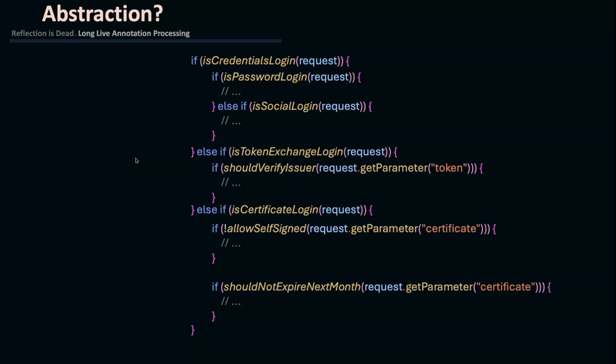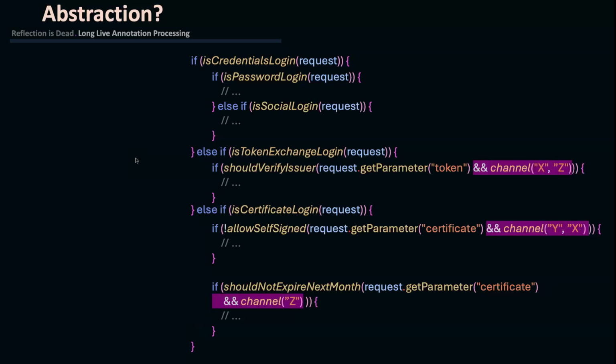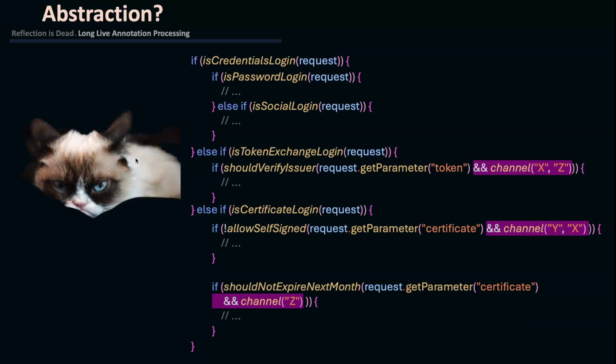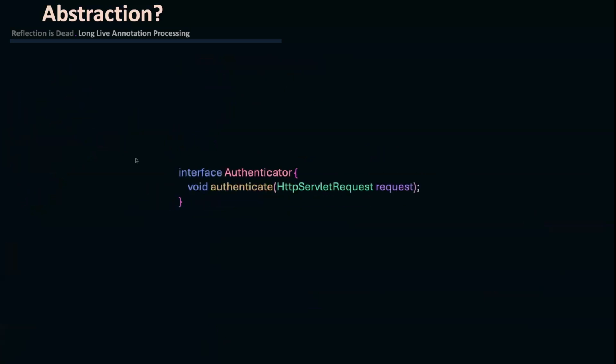And things can get even worse when we have these different configurations depending on different clients. For instance, we can have some clients X and Z that have verification for the issuer, but Y doesn't need any verification. The same can happen for the other types of logins. The self-signed certificate might be disallowed only for two of your customers, and the other customers might still want to use self-signed certificates. So if our code base grows into this, probably our colleagues and ourselves will get very grumpy. And of course, here the solution is abstraction.